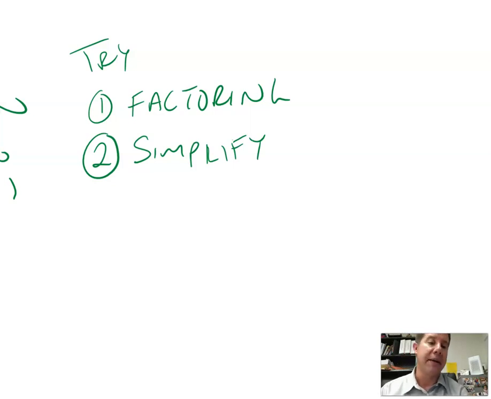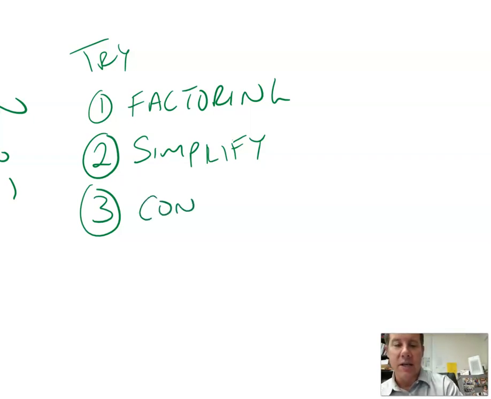Okay, try simplifying. Put stuff together. Maybe that will fix your situation. If that doesn't work, or if you generally see square roots, hint, hint, wink, wink, okay, then you're going to want to try to use the conjugate.